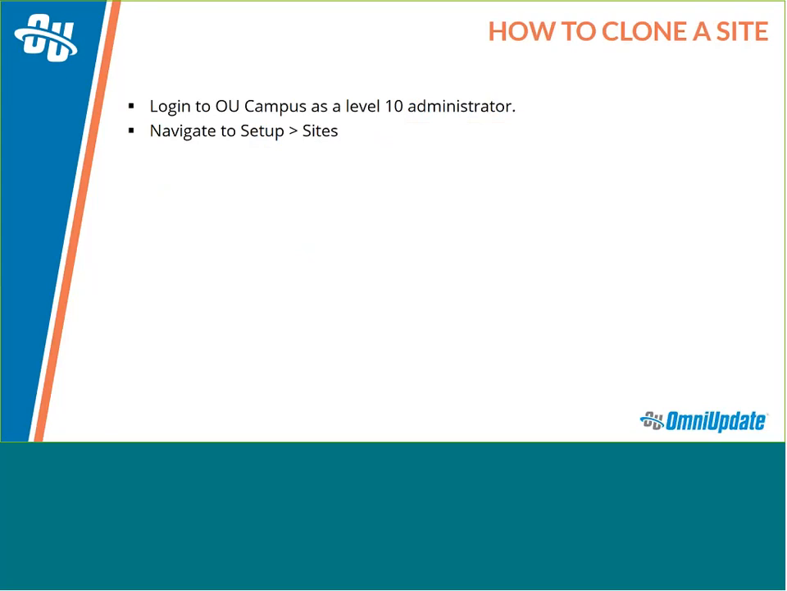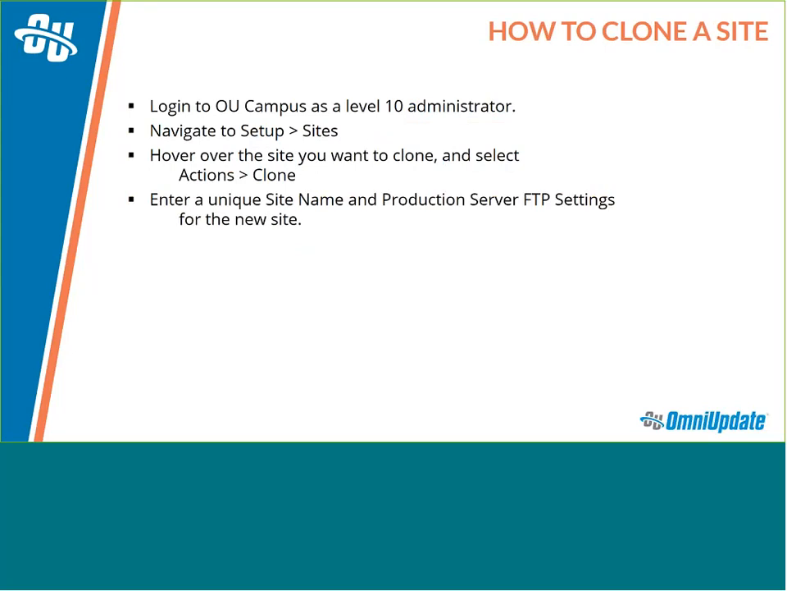This setup, and you just hover over it and you see sites. And then you'll get the list, and you can just hover over whatever site you want to clone from, and you just hover to where you see the actions drop-down, and you click the clone button there, and that'll allow you to enter in what looks like the regular site settings, but it'll have a lot of the fields pre-populated for you at that time.